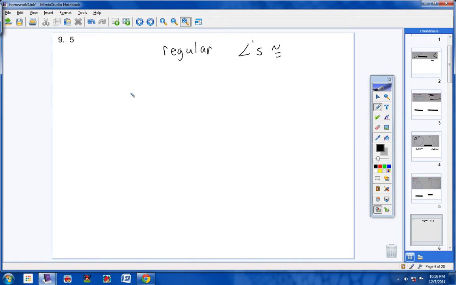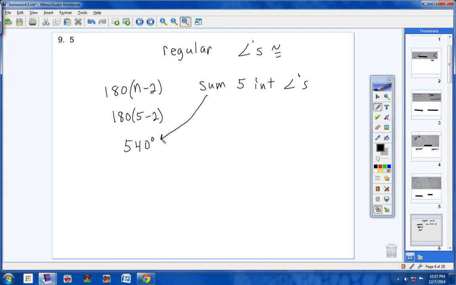So how do I find the total of all the angles on the inside? N minus 2 times 180. That's how I find the sum of the 5 interior angles. How do I know there's 5 interior angles? Because how many sides do I have? 5. I have 5 interior angles. I have 5 exterior angles. So 180 times 5 minus 2 is 3, times 3, 540. So there's the sum of all 5 interior angles.